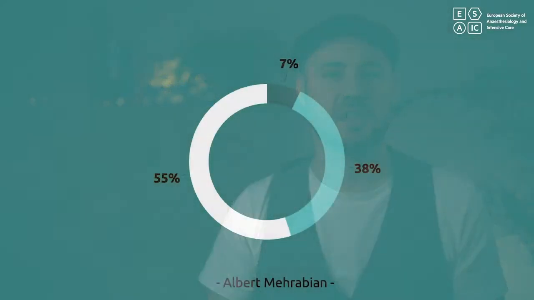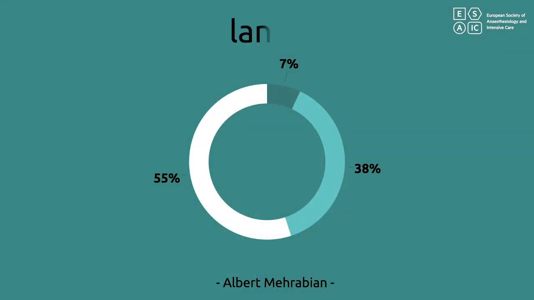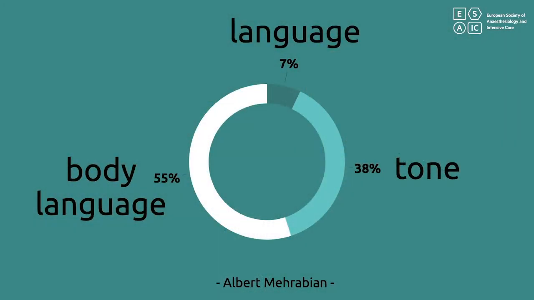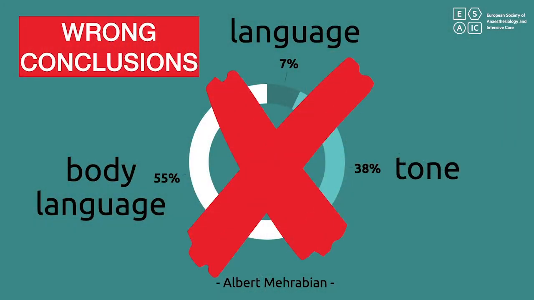You might have heard that words are actually not so important, that only 7% of effective communication is attributed to language, while 38% depends on tone and 55% on body language. This data comes from research done by Professor Albert Mehrabian in 1967, or better, 1976. His study is often used to show that words aren't very important. However, this is a wrong explanation of his conclusions.